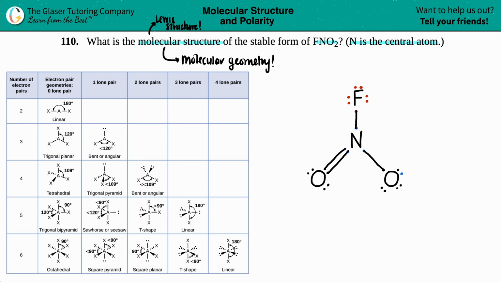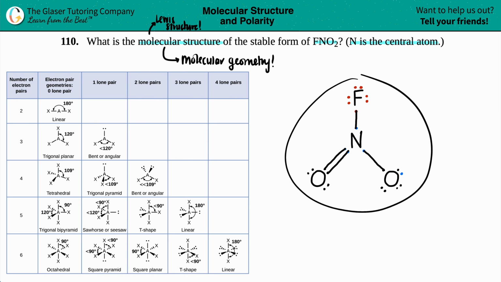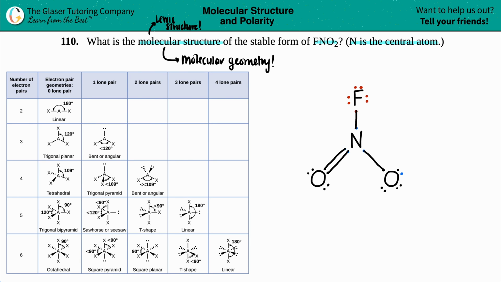Now, you could also do formal charges here, right? This is the most stable form of FNO2, but you guys can always check your formal charges, just for practice, right? I can tell you that there are some charges on this molecule. Can you find out which ones they are? Pause the video, see if you can find them out.